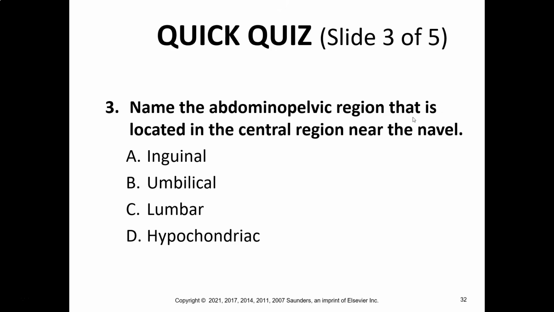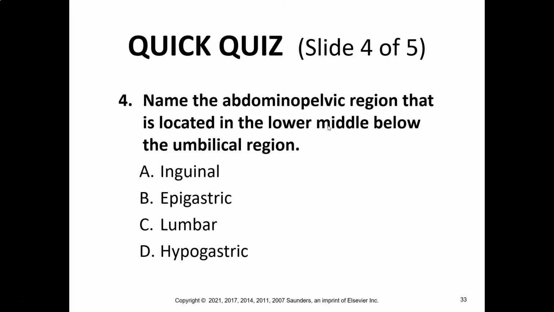Name the abdominopelvic region that is located in the central region near the navel. Do you think that's inguinal, umbilical, lumbar, or hypochondriac? Okay. Well, it's probably the umbilical region. Navel, umbilical, umbilicus. Okay. Name the abdominopelvic region that is located in the lower middle, below or inferior to the umbilical region. Inguinal, epigastric, lumbar, or hypogastric?